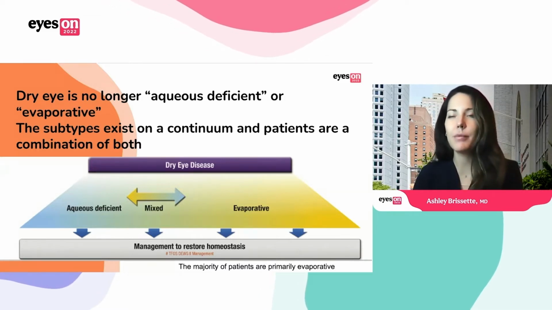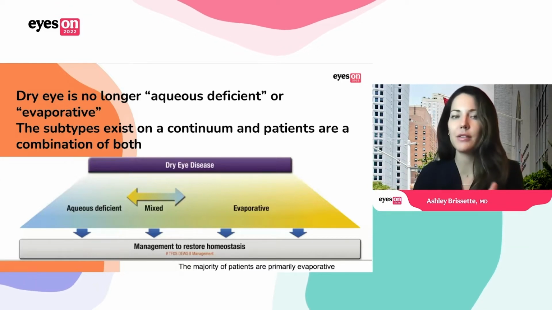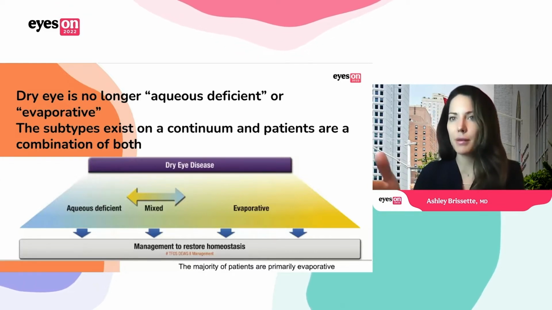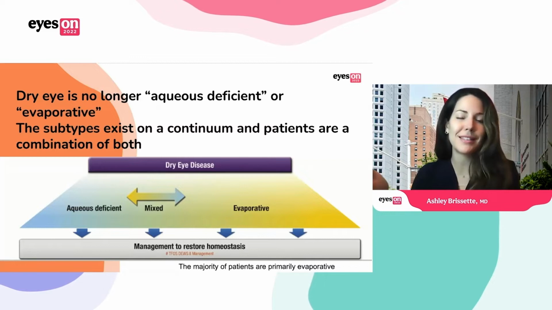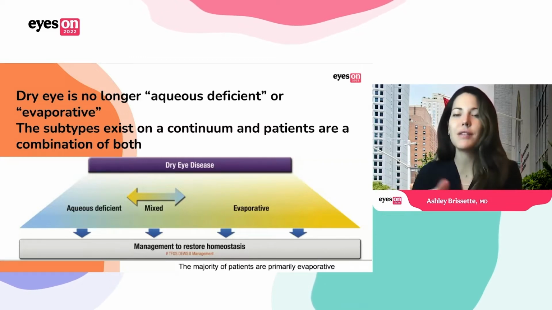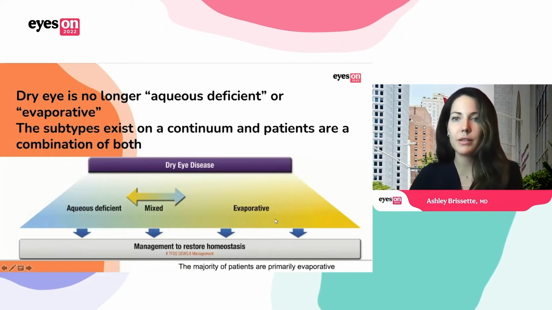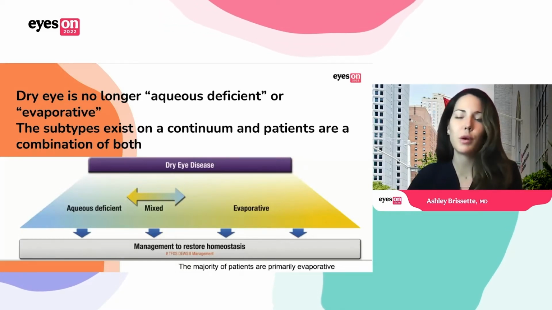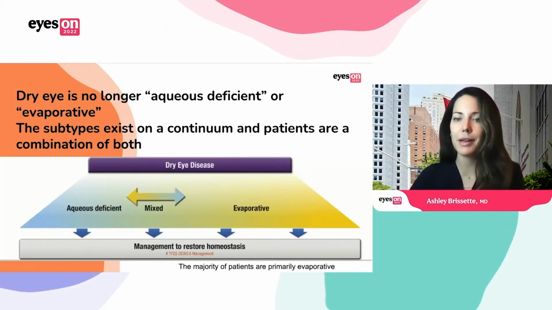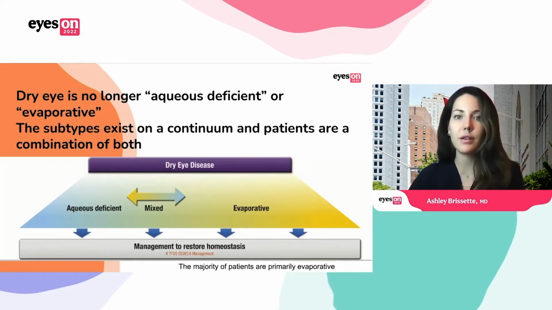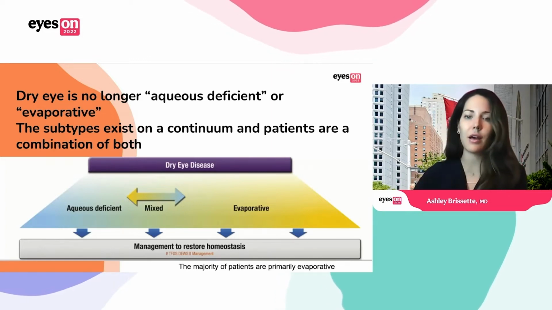And then everybody somewhat exists on the scale of evaporative to aqueous deficient. Some people can be on one end of the scale more so than the other, but it's often a mixed component. And so really the management is to restore that homeostasis of the ocular surface, to improve the quality of the tears so that they're not evaporating so fast, and then also decreasing the inflammation that exists on the ocular surface.